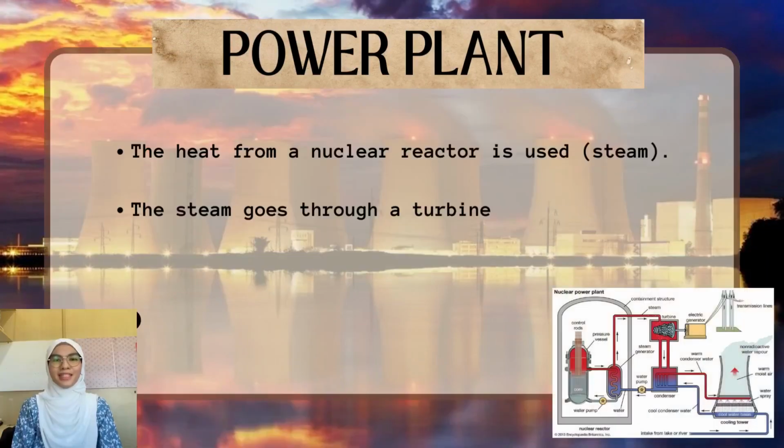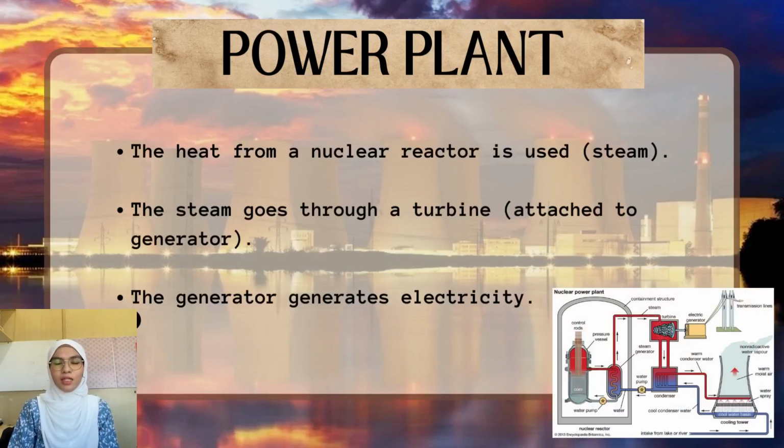Hi, my name is Kamal Mastura and I am from AS120 Part 4 from Group 7. So I'll be talking about nuclear reactor, which is nuclear power plant. The commonly well-known application of the nuclear reactor is nuclear power plant. So how it works, the heat from a nuclear reactor is used to produce steam. The steam goes through a turbine which is attached to a generator, and then the generator generates electricity.